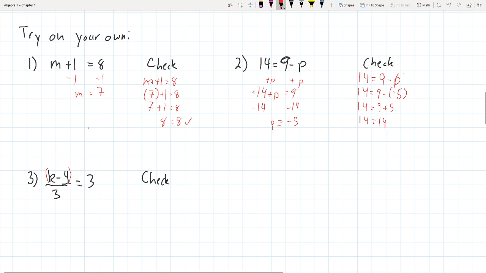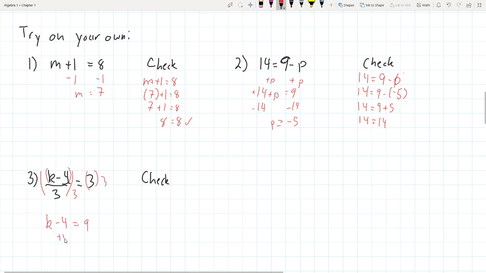Number 3, again, like I said, you can imagine that this top has its own set of parentheses if you're trying to think order of operations with that SAD map idea. So what we're going to do is get rid of this 3, and this is dividing by 3. The way that we do that is we multiply by 3. So what I'm left with is k minus 4 equals 9.